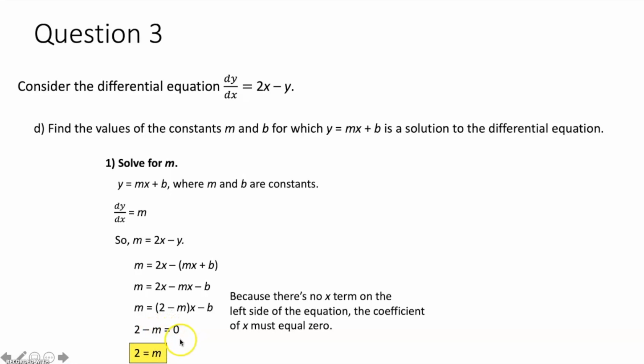We just add m to both sides. We get m is equal to 2. So m has to equal 2. Perfect. We got one of our variables. Now we need to find b. So how do we find b?